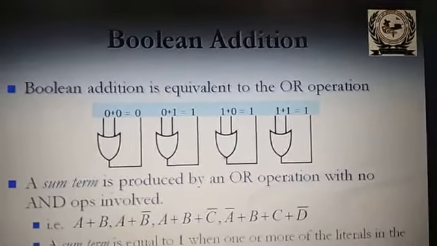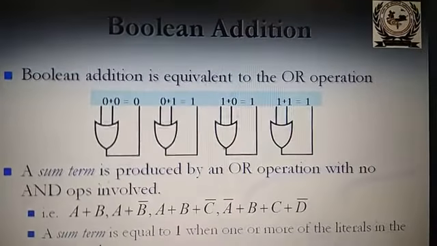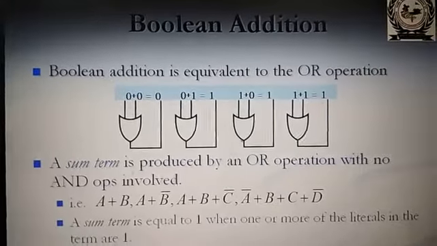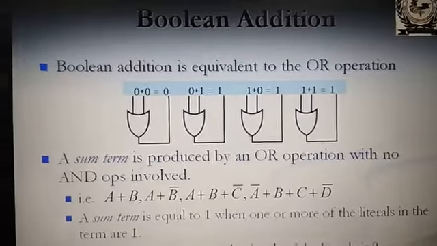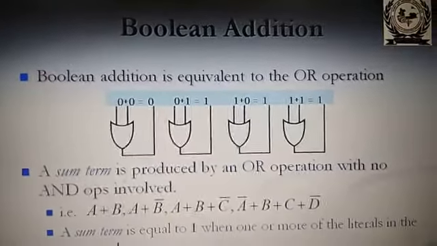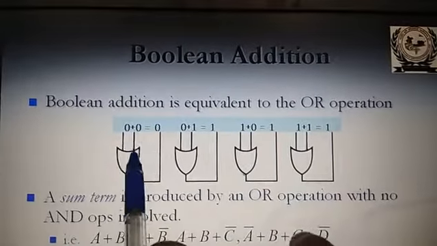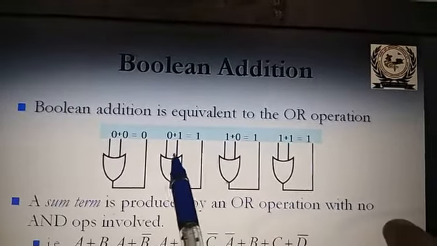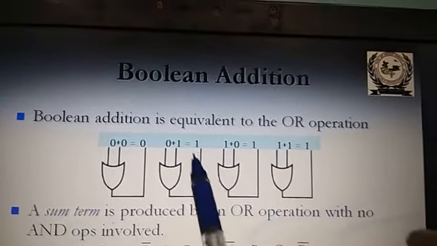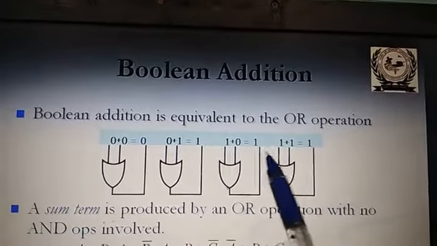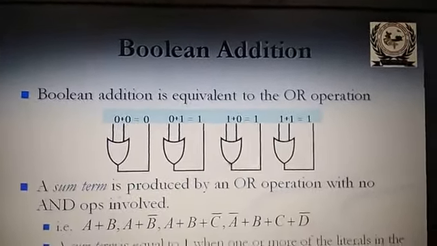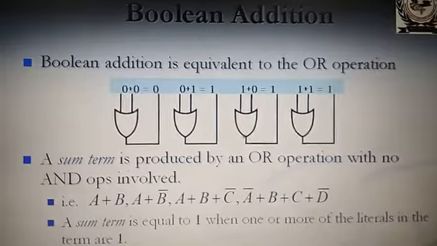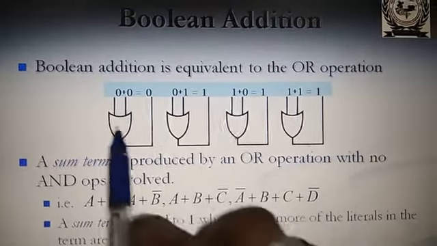Boolean addition. Boolean addition is equivalent to the OR operation, which we have already seen, the OR gates. Through the OR gate we can perform Boolean addition. This is called logical addition. Roughly, 0 plus 0 is 0, that means 0 OR 0 is 0. 0 plus 1, that means 0 ORed with 1 is 1. 1 plus 0 is 1. 1 plus 1 is 1. This is called logical or Boolean addition. It is called the OR operation. And these are the OR gates.